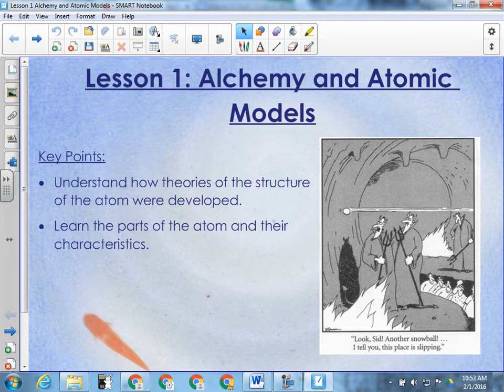All right, so the key points for today: we're going to look at how the theories of the structure of the atom were developed, and we're going to hopefully review the parts of the atom and their characteristics. What are the three main parts of the atom we're going to be most concerned with? Everybody remember them? Proton, neutron, electron. Those are the big three. Obviously two of them are found in the nucleus and the other is not. We'll talk about that.